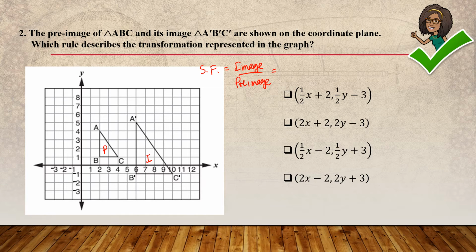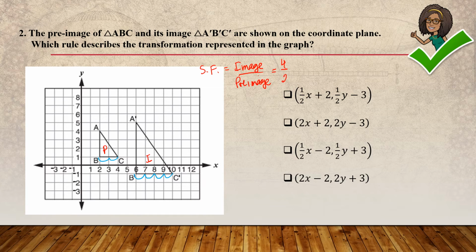Okay, so we just look at one of the sides. I'm going to look at side B'C' and see how long that side is. 1, 2, 3, 4. So I know that one of the sides is 4. Then we're going to look at the corresponding side of the pre-image. So BC is 1, 2.